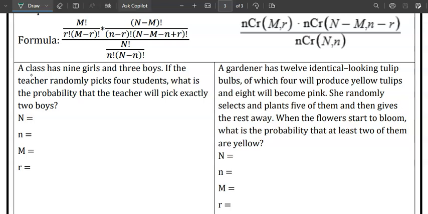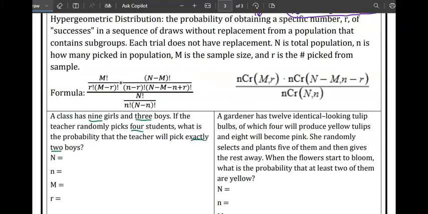A class has 9 girls and 3 boys. If the teacher randomly picks 4 students, what is the probability that the teacher will pick exactly 2 boys? N, the capital N, is the total population. So boys and girls. We have 9 plus 3. So we're going to have 12 for the population.